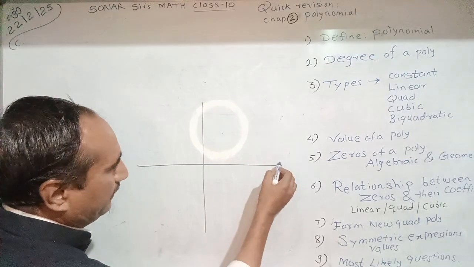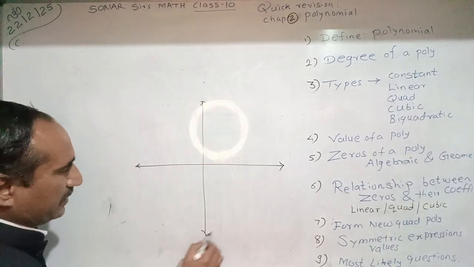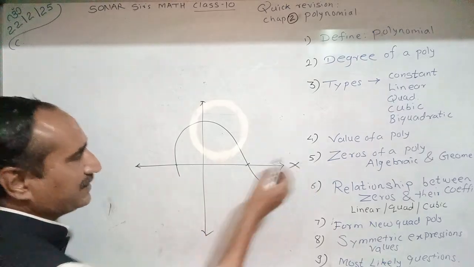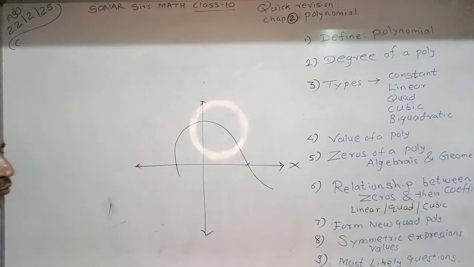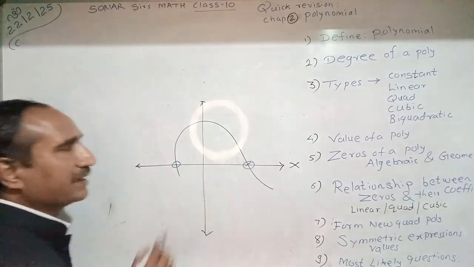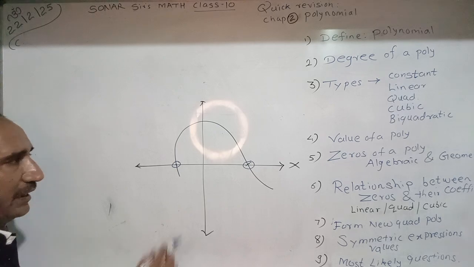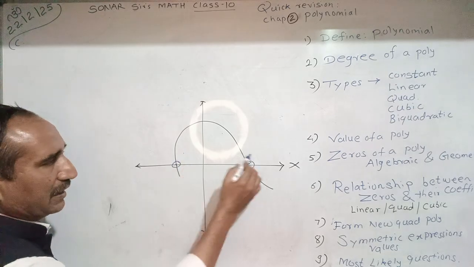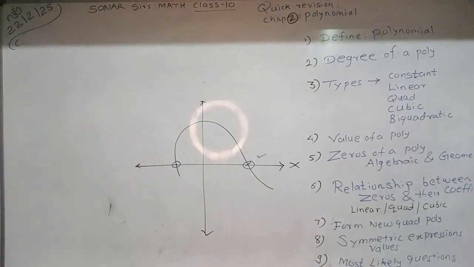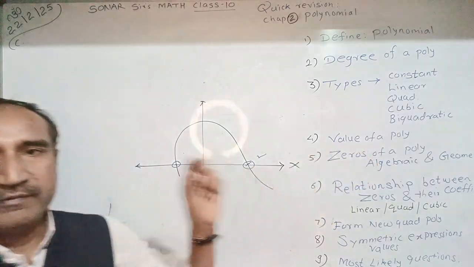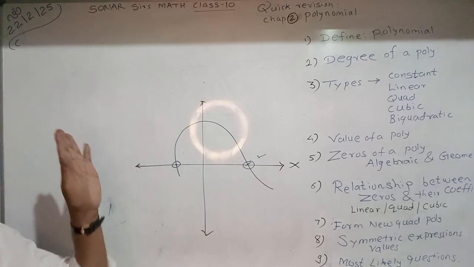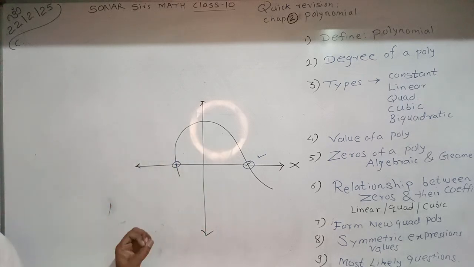Suppose a graphical xy coordinate system and this one is a curve, any curve which intersects the x-axis in 2 points. Suppose this is the first point, this is the second point. In that case, we say that this polynomial has 2 zeros. This is the first one and this one is the second one. So the point where the curve of the given equation intersects the x-axis is called the zero of the polynomial geometrically.